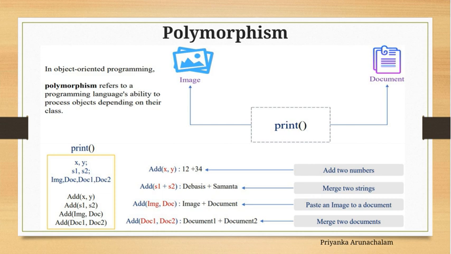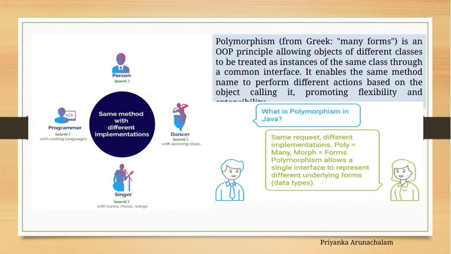Connecting this to our overall theme, polymorphism helps us design systems that are more modular and adaptable. It simplifies maintenance and extension because new classes can be added with minimal changes to existing code. So, understanding and leveraging polymorphism is vital for creating robust, scalable software solutions.